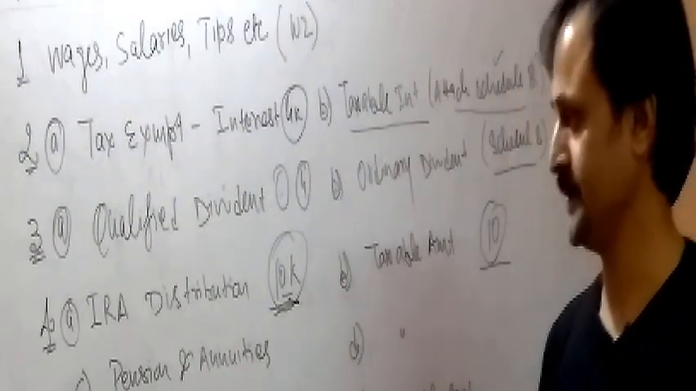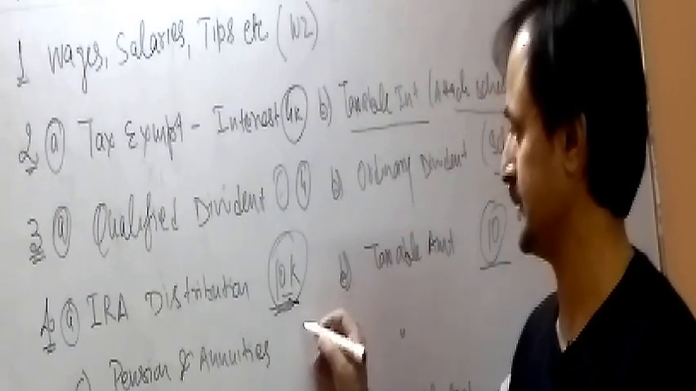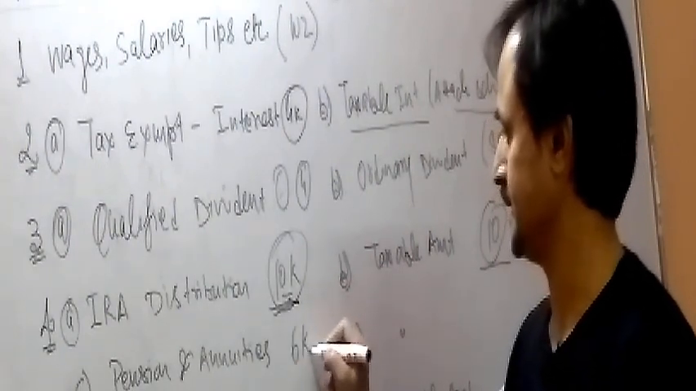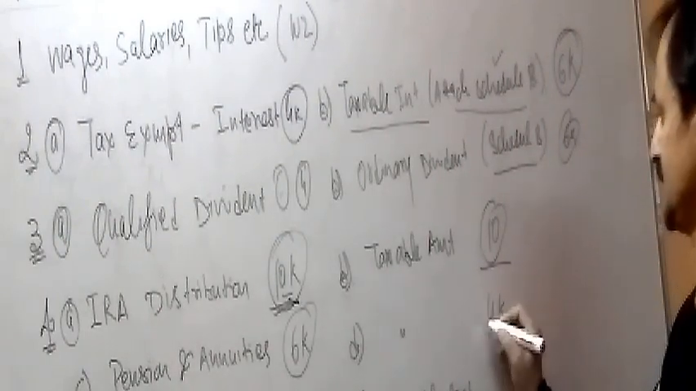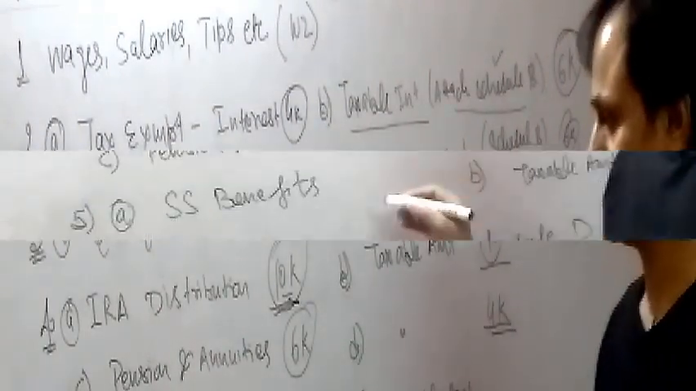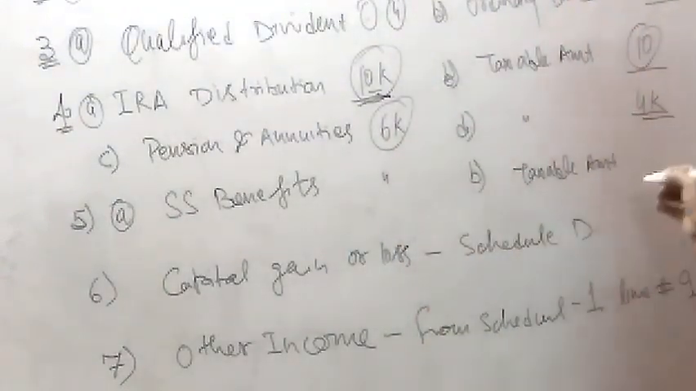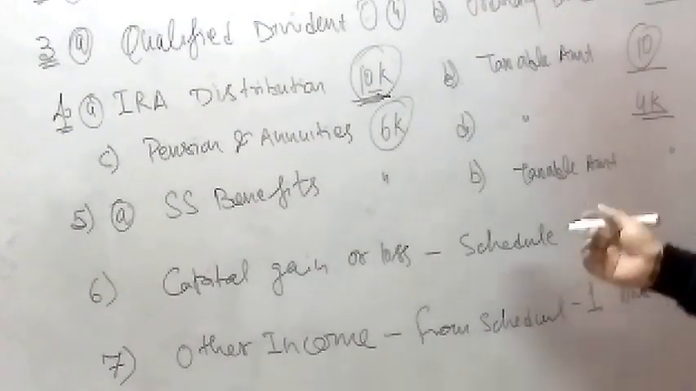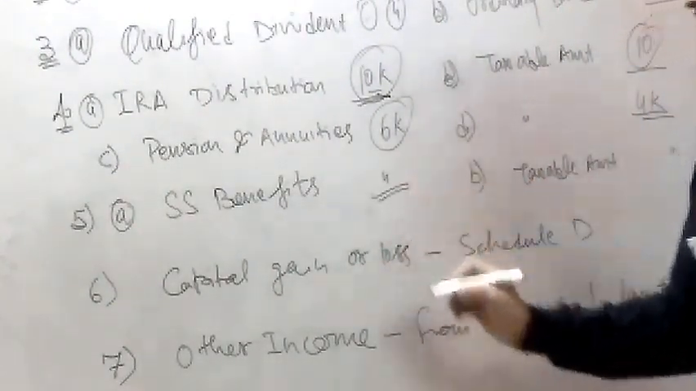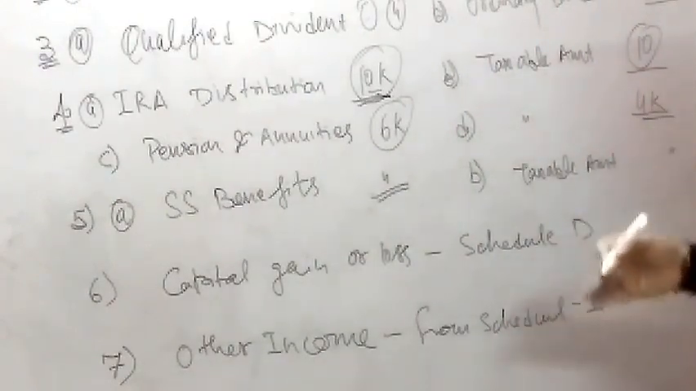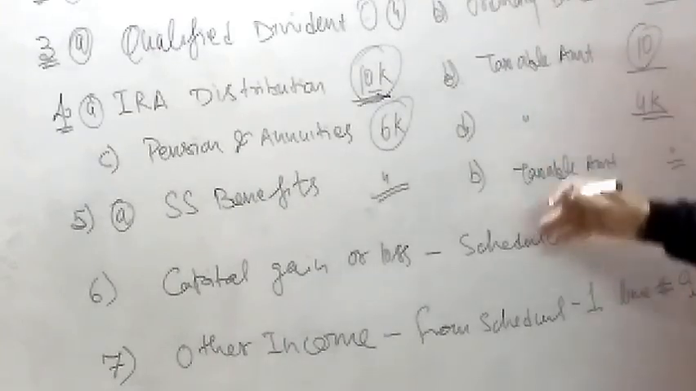So if someone is receiving 10,000 in pension throughout the year, out of that 10,000, 6,000 is non-taxable and 4,000 is taxable. And for Social Security benefits, if someone is receiving a similar type of income, like 10,000 or 20,000, the non-taxable portion of that income will be written on the A point, on the left side, and in the B section will be written the taxable income.